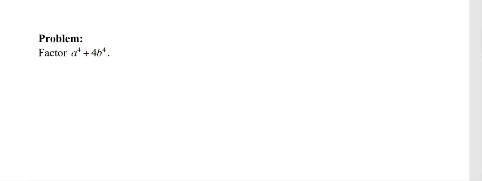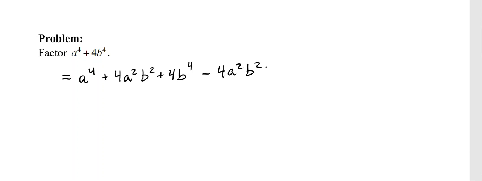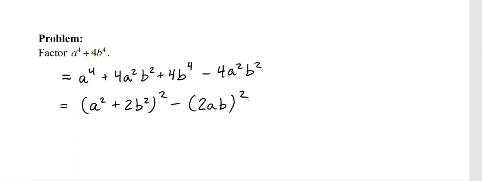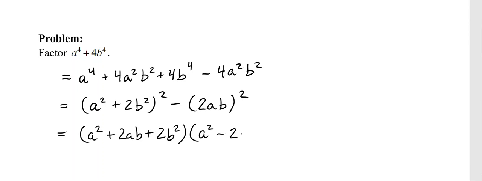Okay, let's try another similar factoring problem. Let's factor a to the fourth plus 4b to the fourth. Go ahead and pause and give it a try. Okay, similarly, we can complete the square here. What we want to add to this expression is 4a squared b squared. That will create a perfect square, and we have to subtract 4a squared b squared. So the first three terms will factor into a squared plus 2b squared all squared. And the last term can be written as the quantity 2ab all squared. So again, we get this difference of squares, and when we factor it, we end up with a squared plus 2ab plus 2b squared times a squared minus 2ab plus 2b squared.